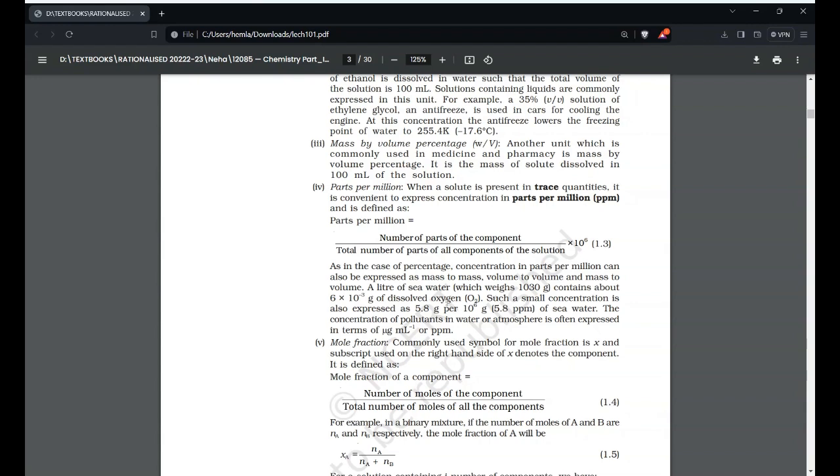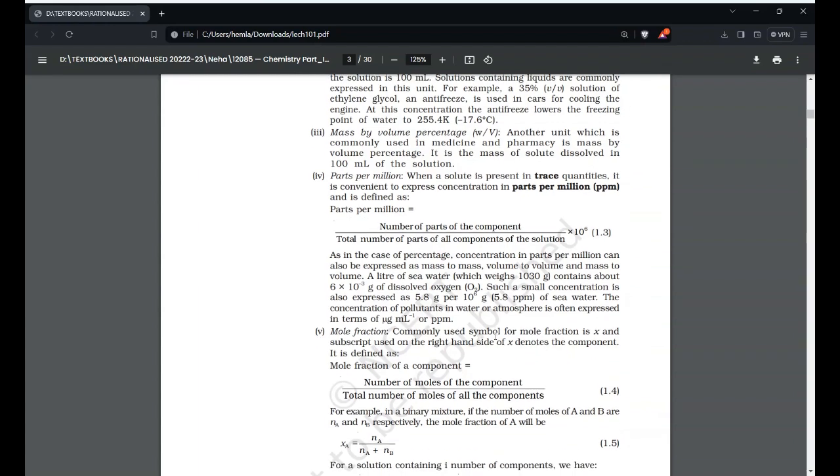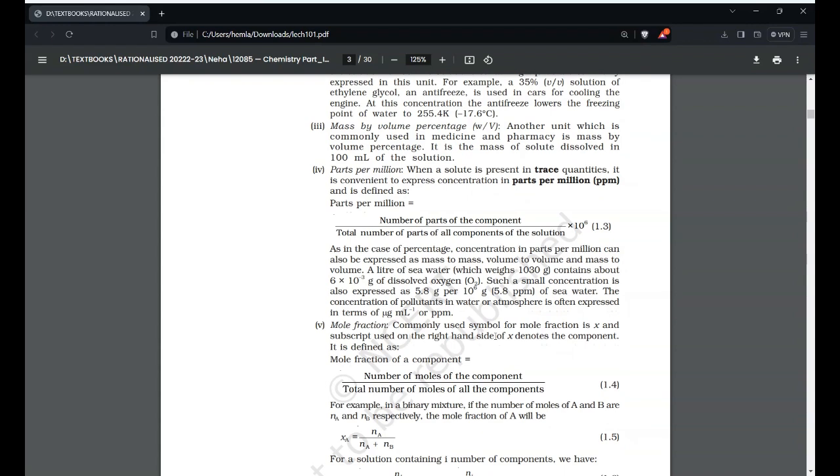So like the very small quantities, like the nucleus, if you guys know, it's very small. So if something is very small in a very large solution, you can describe it in parts per million. It has to be a huge quantity in which a very small quantity is there. The concentration of pollutants in water or atmosphere is often expressed in terms of microgram, or yeah, this parts per million.